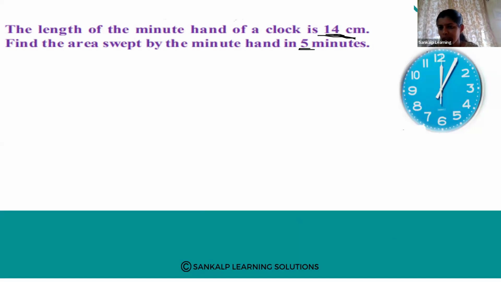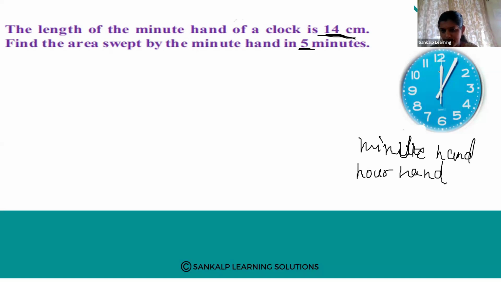Okay. So in this clock, two hands are there. One is the minute hand and another one is the hour hand, right? So the minute hand and the hour hand. So this is a circle. Yes, the clock is in the shape of a circle and it has a midpoint. If you consider this as the midpoint, these two hands look like a radius.